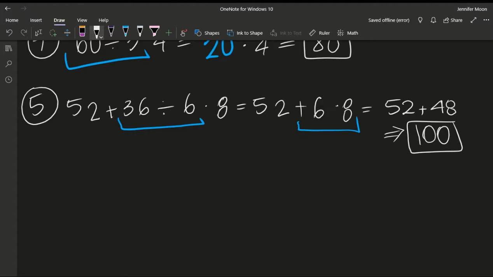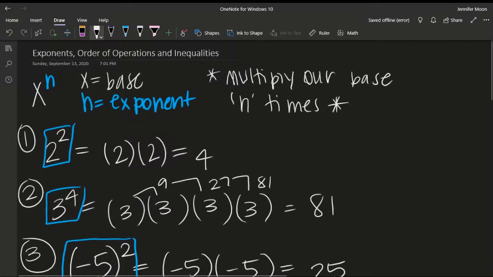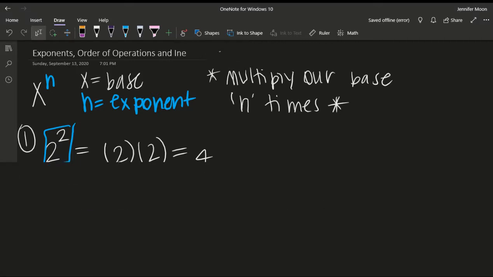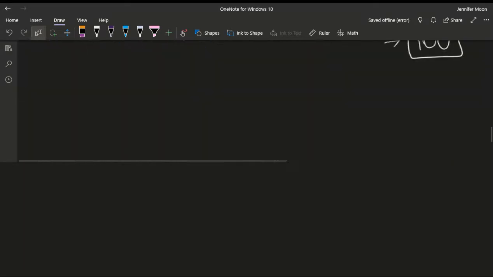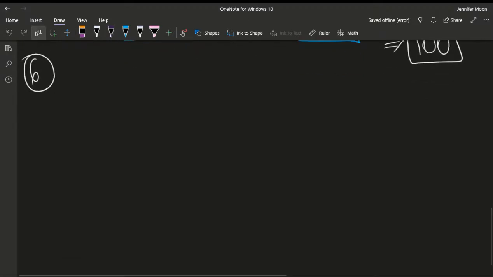Okay, so let's do these three other examples, and then what did I call this video? I'm going to go ahead, well, I'm going to take off inequalities. We're just going to make this exponents, order of operations, just time-wise. I don't ever want there to be a video for y'all to watch that's too long or anything. Okay, let's do these last three examples.